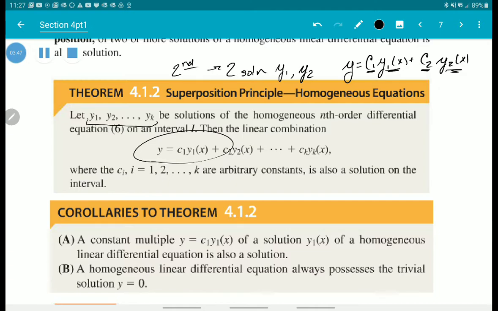If we had a third order, we would have 3 of these. So then we would add that third solution to it. If we had third order. Fourth order, we would add a fourth one and so on.